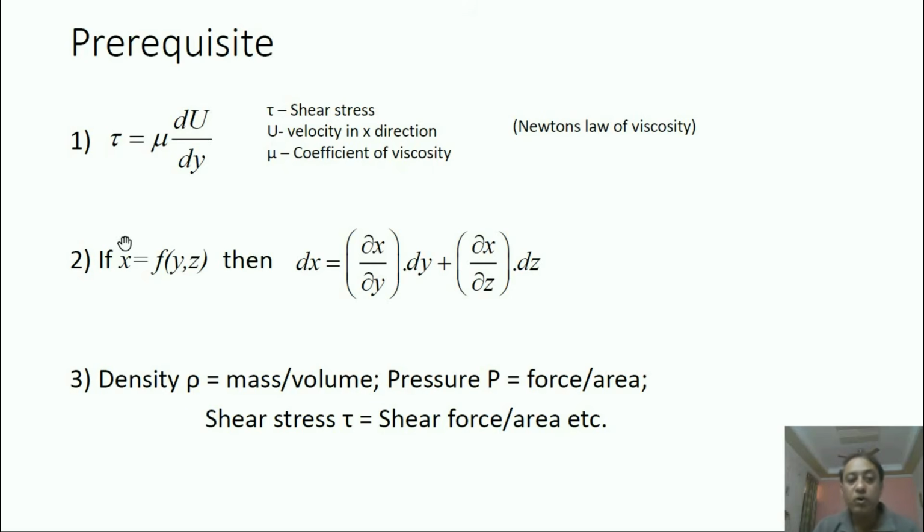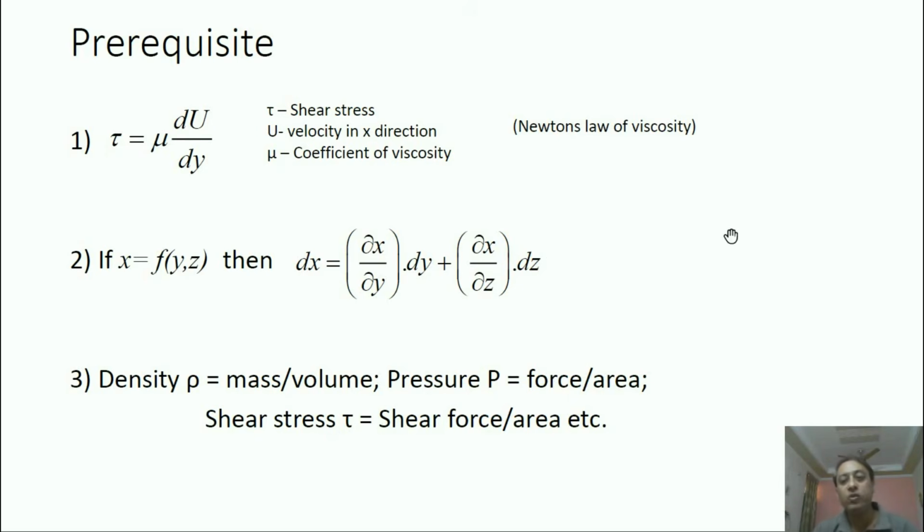The second thing you must keep in your mind is that if there is a function in which some variable x depends on two variables y and z, x is a function of y and z, then dx equals del x by del y into dy plus del x by del z into dz. This is called the total differential of a multivariable system. Now you know that density equals mass upon volume, pressure equals force upon area, shear stress equals shear force upon area, etc.